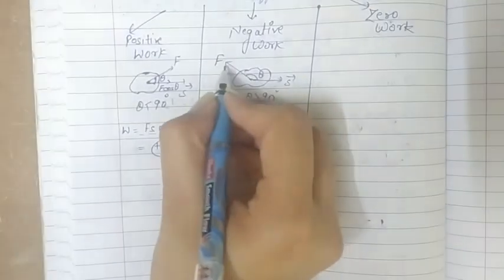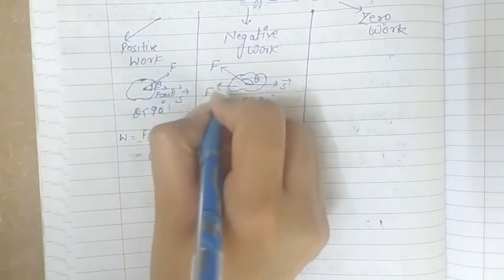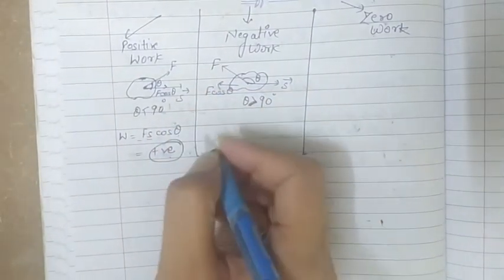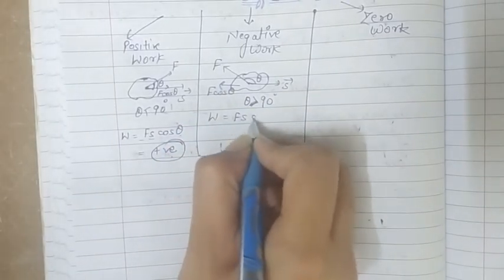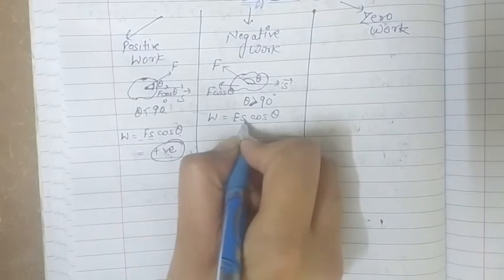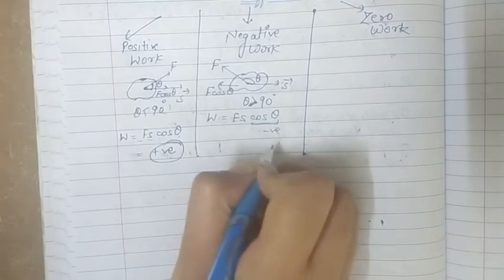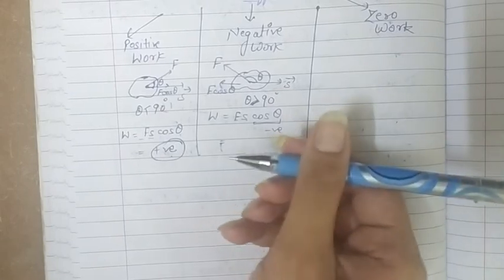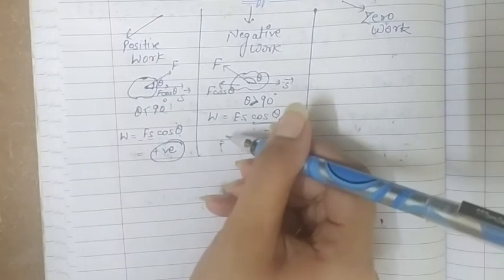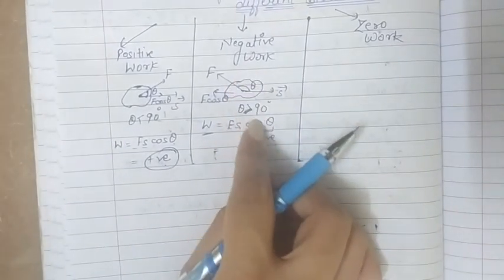In that case, when we take its component, it will be F cos theta in a direction opposite to the displacement direction, because when we find F cos theta, we find W is equal to Fs cos theta. F is positive, s is positive, and if we have cos theta with theta greater than 90 degree, then this value will be negative. Okay, so the answer we will get is in the direction negative to that of displacement vector, means opposite to that of displacement vector. So the work done will be negative, means for negative work done theta should be greater than 90 degree.